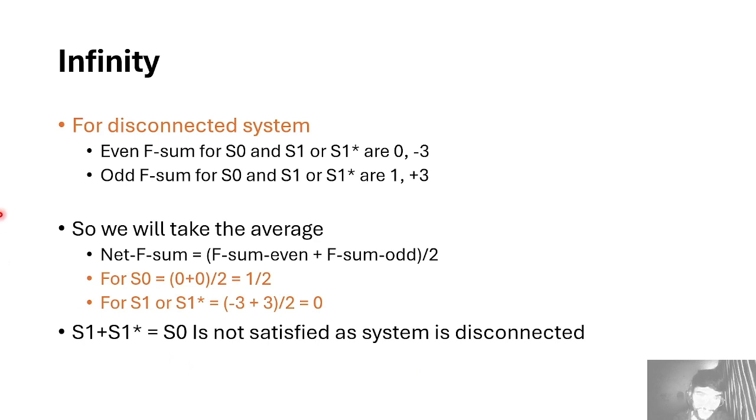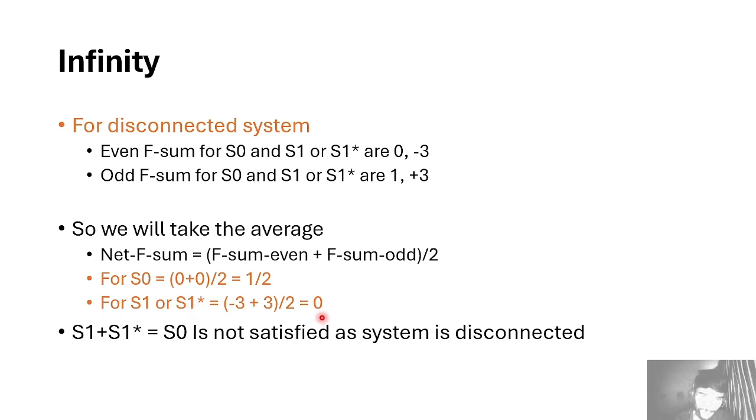Now for a disconnected system, we get the even f sum for S0, S1, and S1 star, both of them being the same, so we get 0, -3. For the odd f sum for S0, S1, and S1 star, we get 1, 3. Now we know that we take the odd f sum and even f sum and average them. So for S0, we get 1 by 2. For S1 or S1 star, we get 0, right?